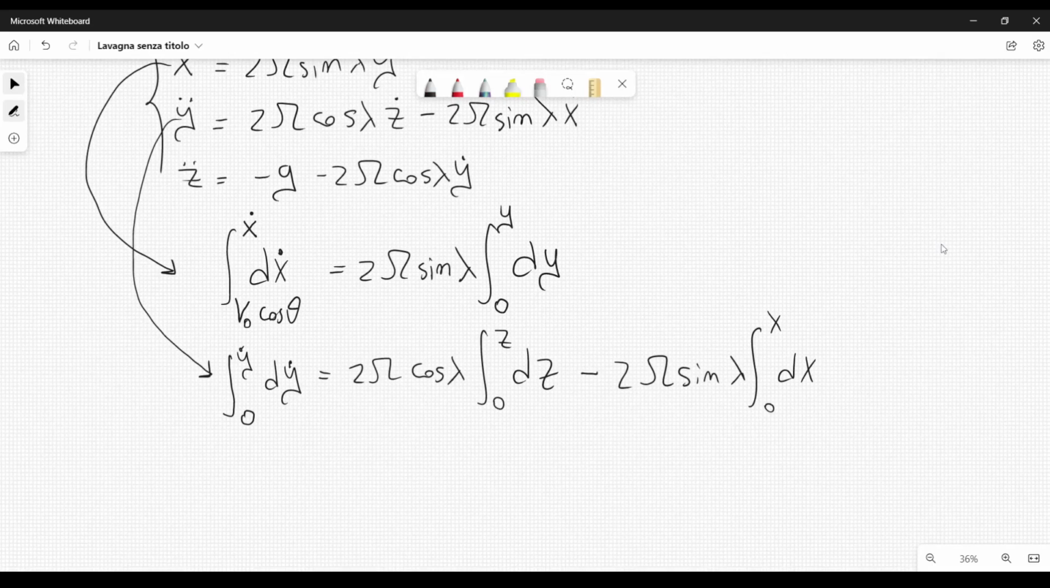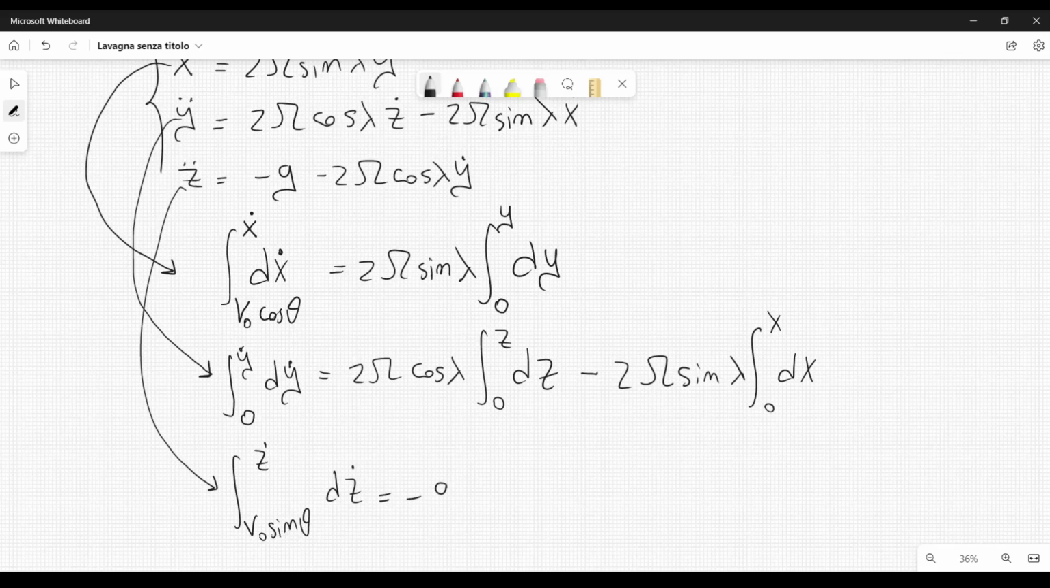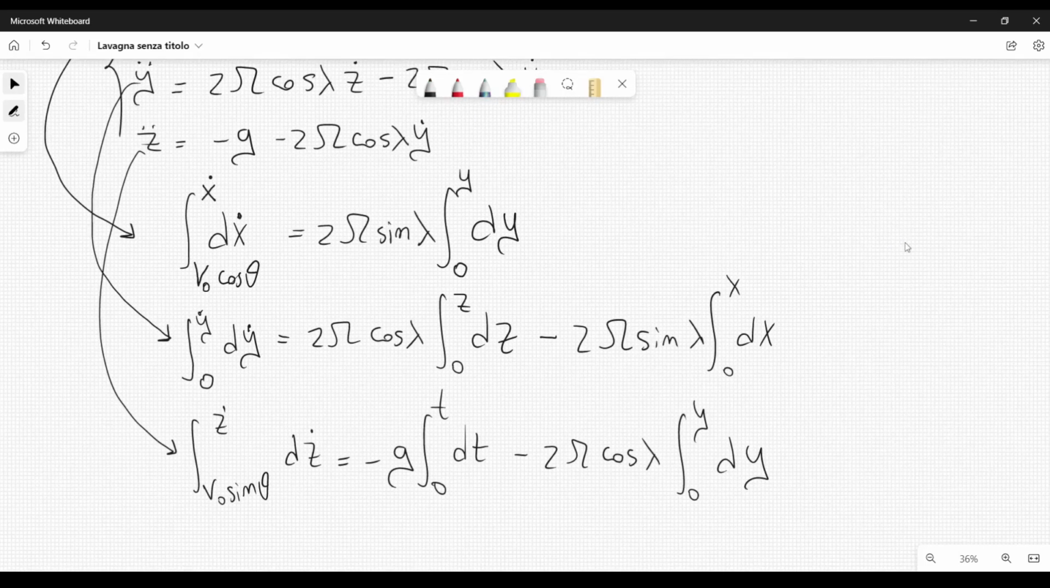And finally, let's consider the third equation. We integrate from v0 sine theta to z dot of dz dot. The initial value of the z component of the velocity is v0 sine theta, so that's why I'm integrating from v0 sine theta. This is equal to minus g times the integral from 0 to t of dt, minus 2 omega cosine lambda times the integral from 0 to y of dy. And now we have these three equations which we can easily integrate.